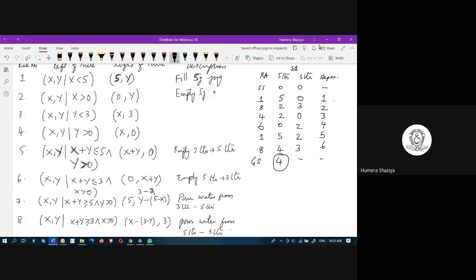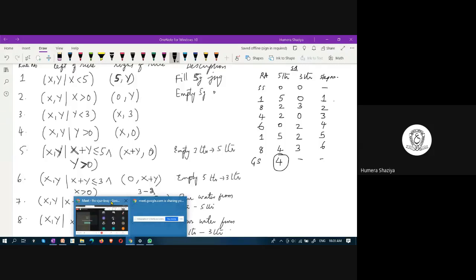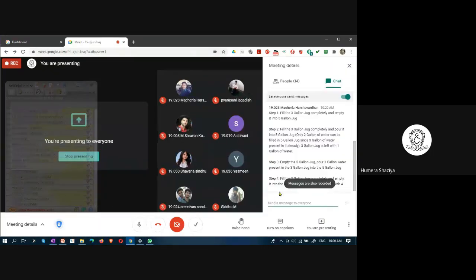This is one solution. Can anyone tell me any other solution in which... Okay, step number 1, fill 3 gallon jug completely and empty it into 5 gallon jug. Fill 3 and empty it into 5 gallon jug. Okay, right. Then which rule is this, Harsha?